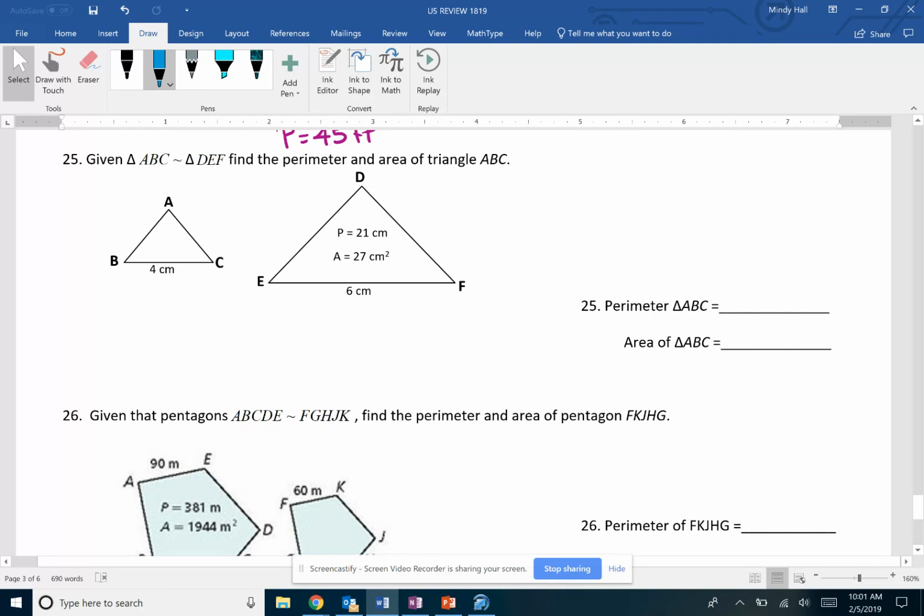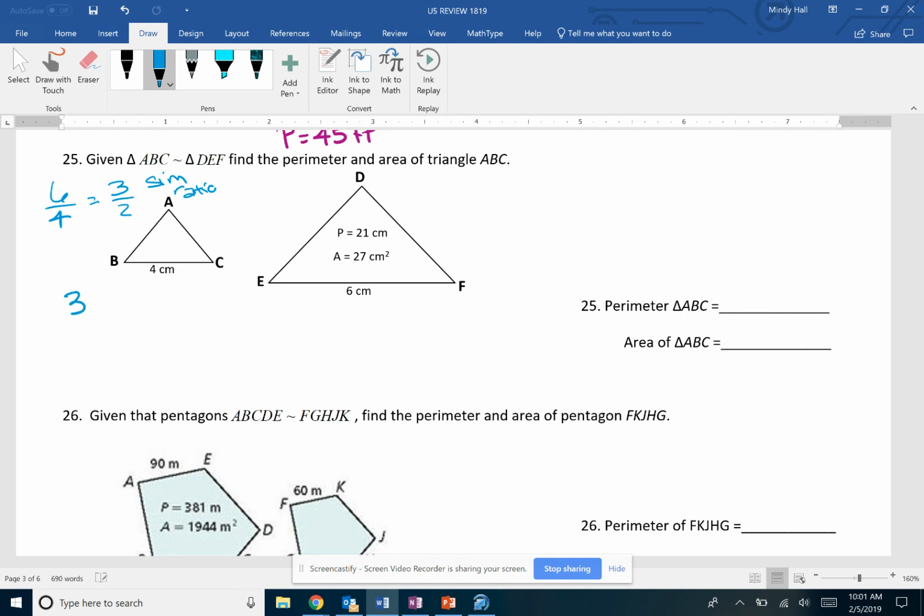So, number 25. Going to be doing the same thing. Now, in this case, my big triangle is the one that has the measurements. So for some of you, it's going to be easier if you set up your similarity ratio as the one that's given over the one that isn't given. Again, simplify if you can. So 6 over 4 would be 3 over 2. And that's my similarity ratio.